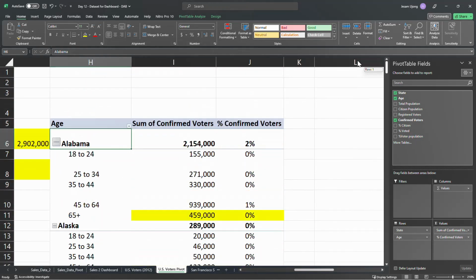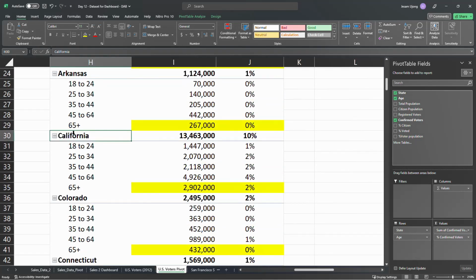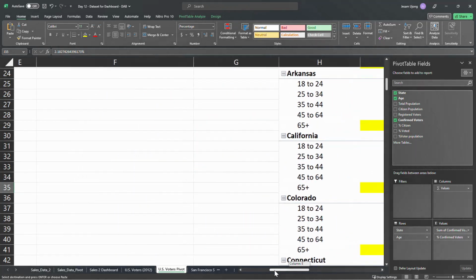This should be in alphabetical order. So California should be not far away. So here's California. Here is 65% Californians, and that's 2%. And there we have it.